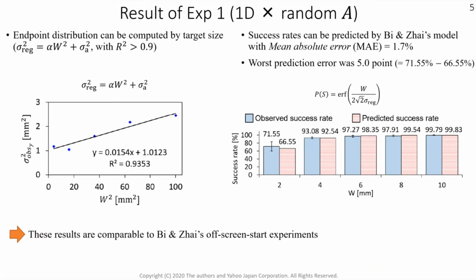This is the result of experiment 1, where the target was a 1D bar and appeared at a random position. The left figure shows that the endpoint distribution sigma can be accurately computed by the target size W, with R squared greater than 0.9. By using this sigma, we can predict the success rates for each target size, as shown in the right figure. The mean absolute error for the differences between observed and predicted success rates was 1.7%, and the worst prediction error was 5 points when the target size was 2 mm. These results are comparable to Bi and Zhai's off-screen start experiments.